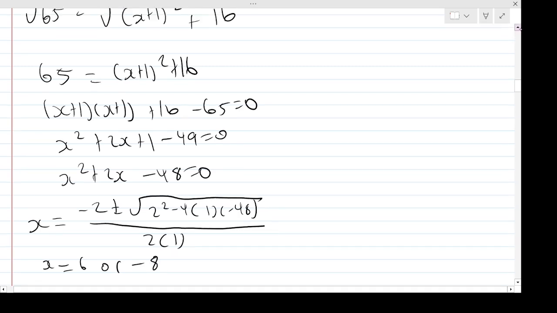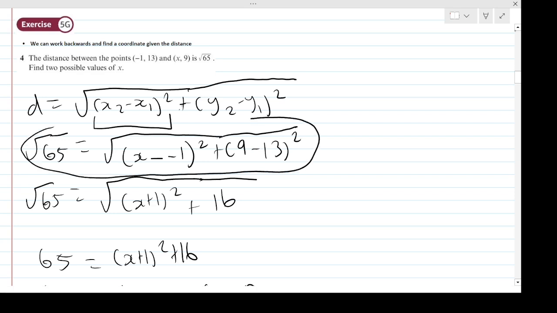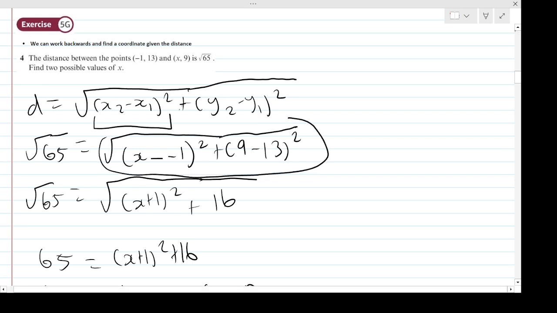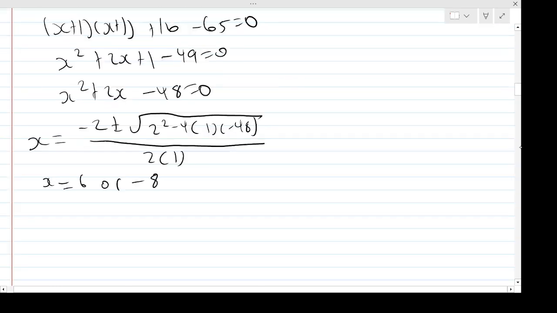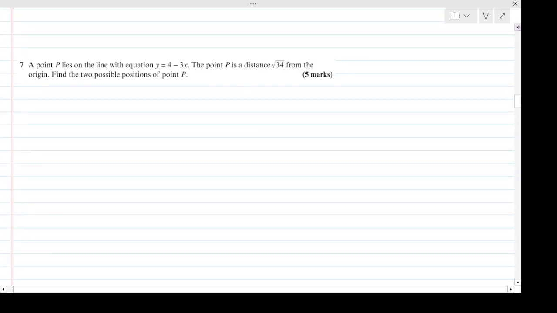Cool. And there we are. So that is our two possible values of x, and both are actually valid, right? If you plug both of them back into this original formula, you should get root 65 in both cases. So yeah, they're both valid solutions. There we are.